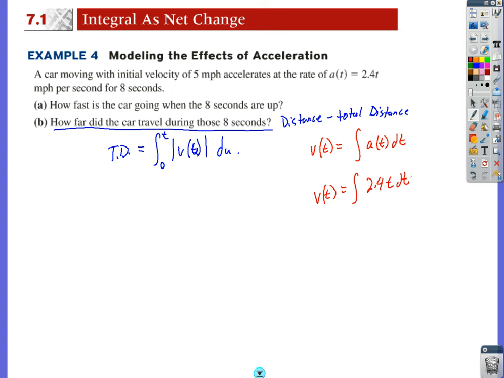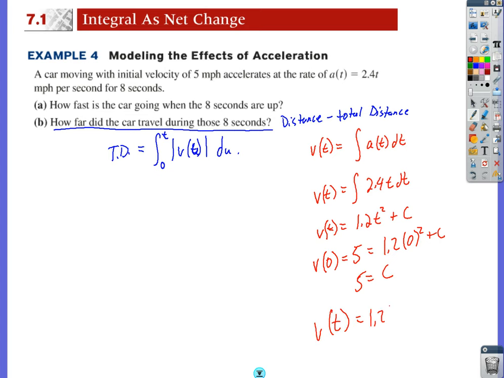I plug in, and I find that v of t is equal to 1.2t squared plus a c. How can I figure out what that c is? Again, they give us my initial velocity of 5 miles per hour. So I know that at time equal to 0, my velocity is 5. So that's going to be 1.2 times 0 squared plus c, so 5 is equal to c. Putting that all together, my final velocity function is equal to 1.2t squared plus 5.